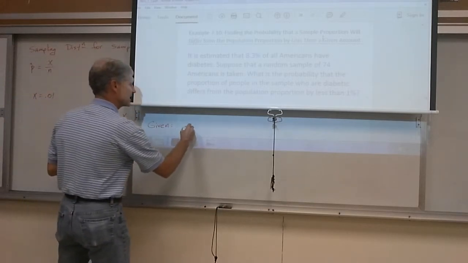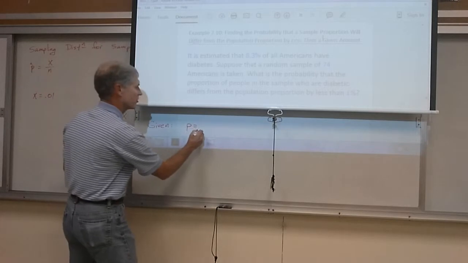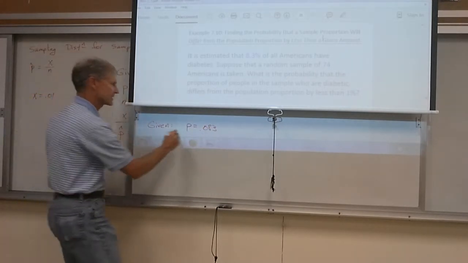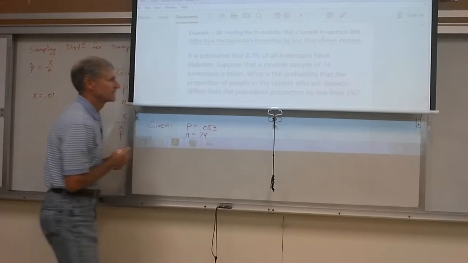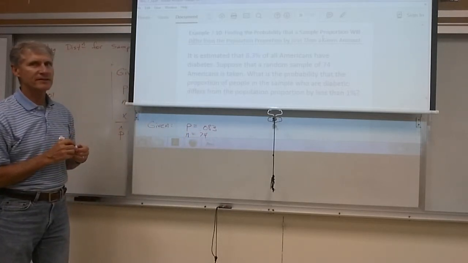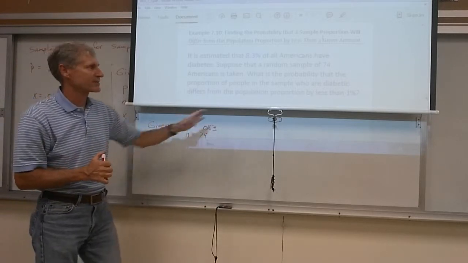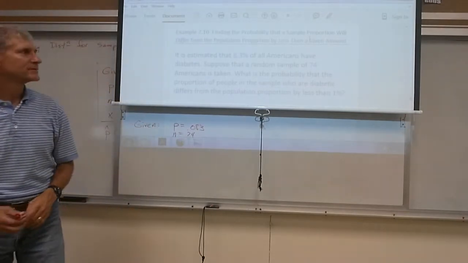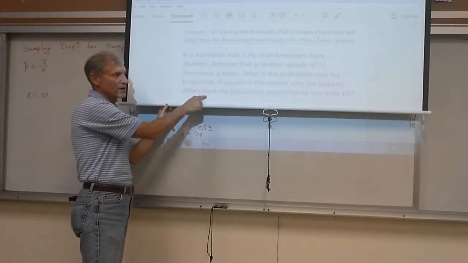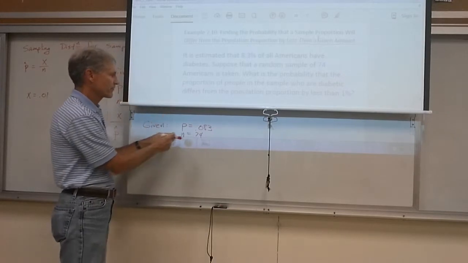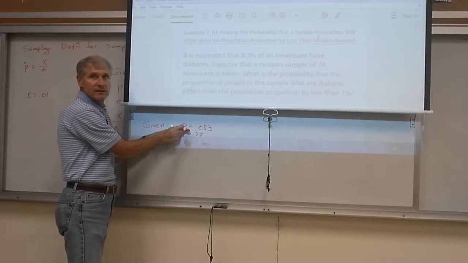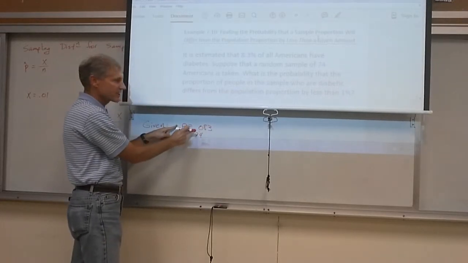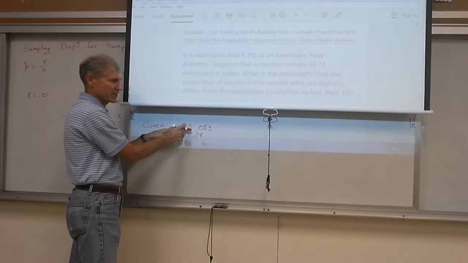Okay, P is 0.083, right? N is 74. And all that they've given, the only other number in there is this 1%. But what is that number? What's your bound? It's the bound. It differs from the population proportion by less than that. So what's differing by 1% from this?